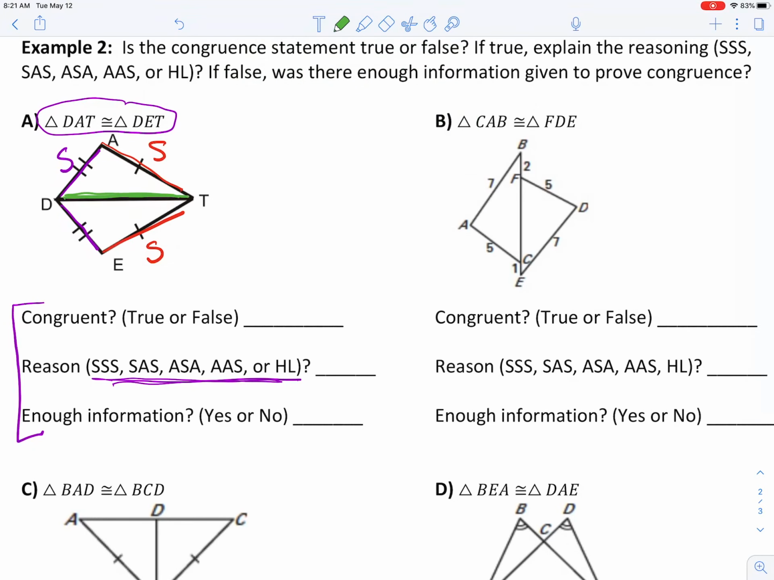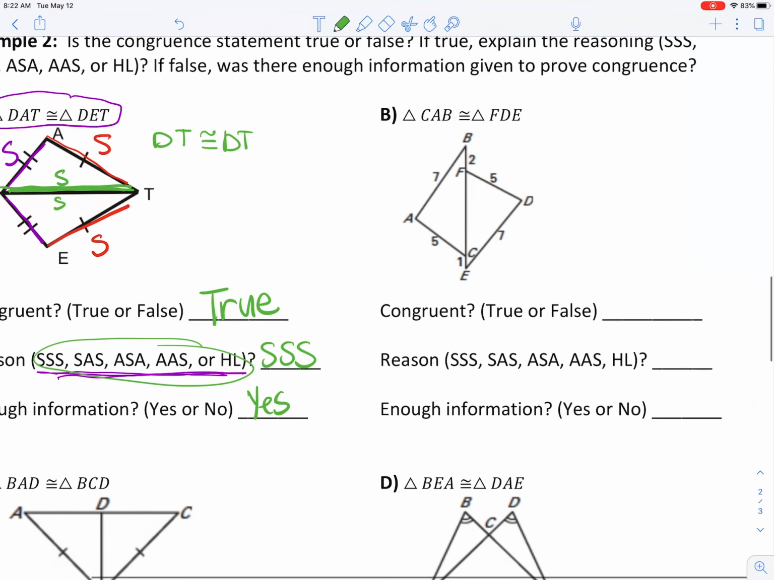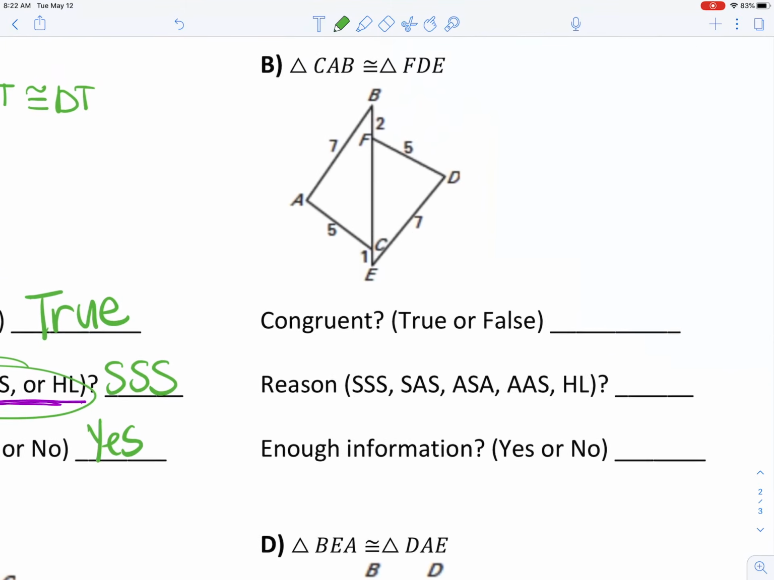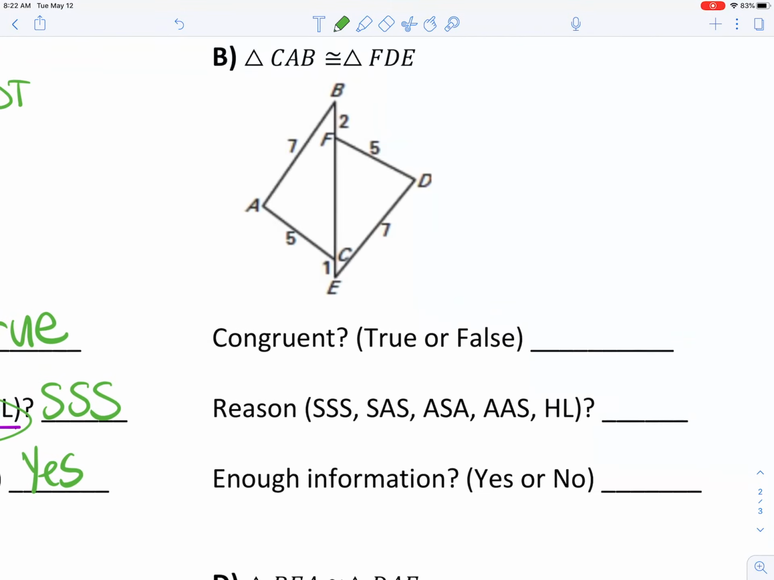Now, no angles are marked, but I do know that this side DT is in both of the triangles. That means DT is equal to itself, right? Because it's the same exact side in both triangles. So then we have a side, side, side. So is it congruent? Yes, it is. That's a true statement. Was there enough information to tell? Well, yes. If I was able to answer one of these things, then most times it should be yes. There may be an exception, but we'll take a look. All right, so moving on to the next one.